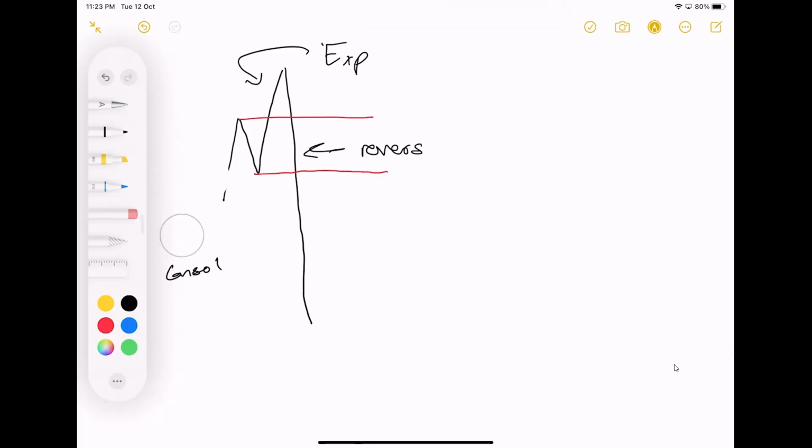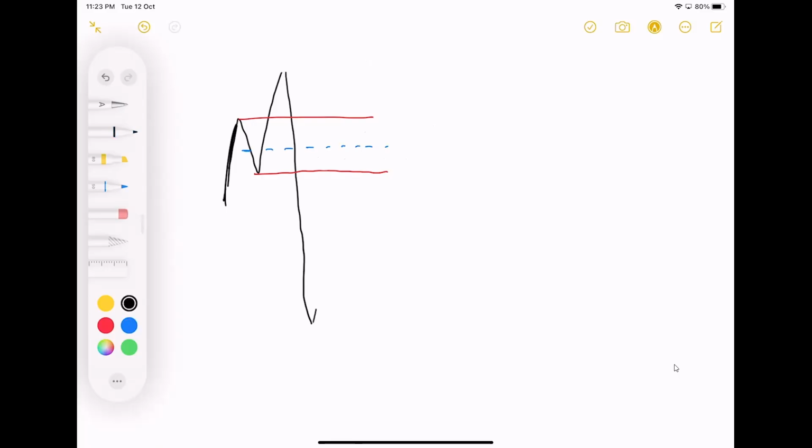Now the point is this being the consolidation, the price is going to return back into it. You want to split this into half, so split it into half with the blue. The most ideal scenario would be for price to come up here into the 50% mark and then drop.